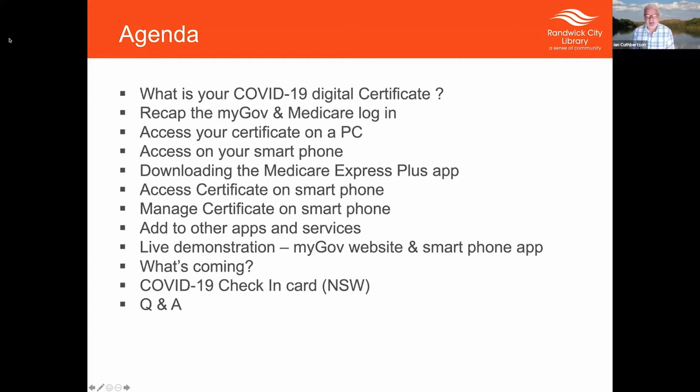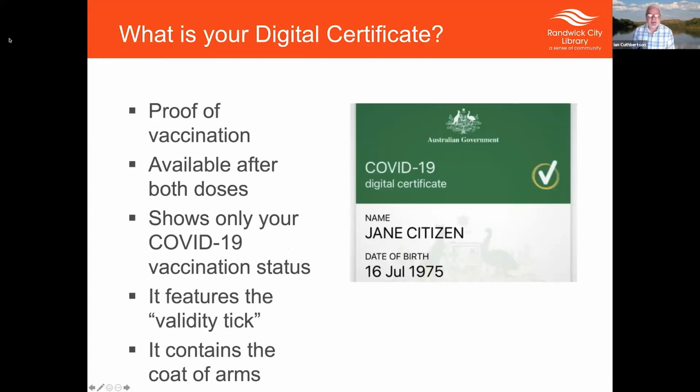Now, if you don't have a mobile phone, or you're averse to mobile phones, or you don't really fancy the whole deal of doing all this, you can actually apply for a COVID-19 check-in card, which they will mail out to you, like a driver's license, in about 14 days. If you need it before 14 days, you might have to do a bit of research, or watch this video and find out how to do things. Okay, let's get cracking. So what is your digital certificate?